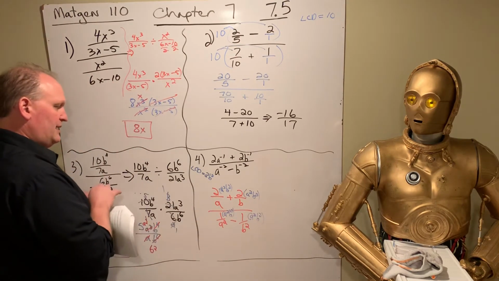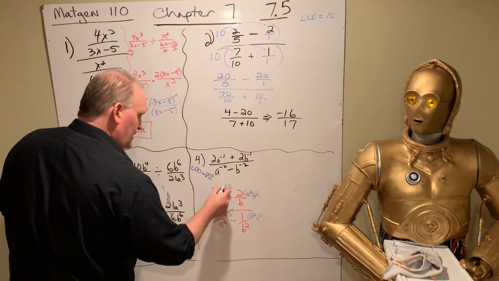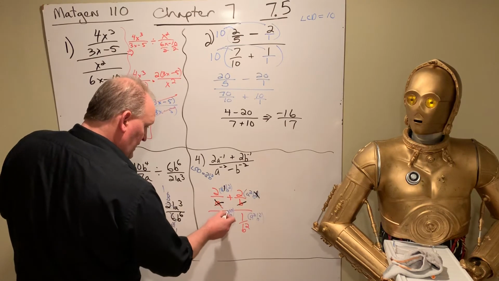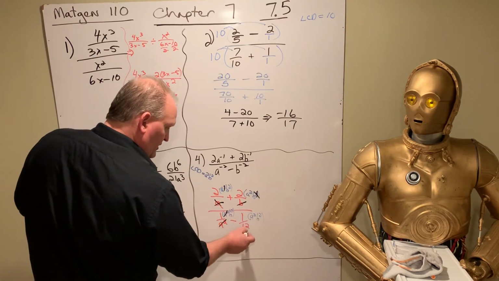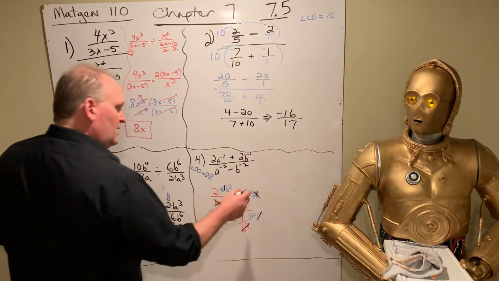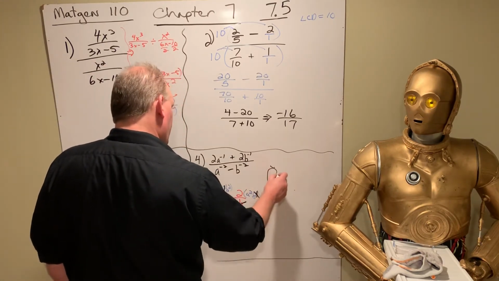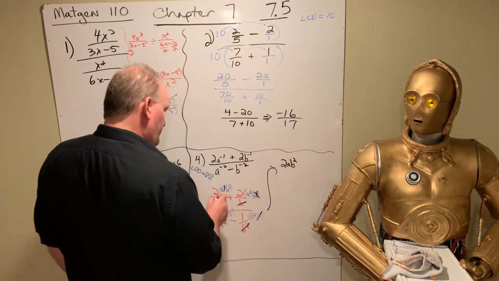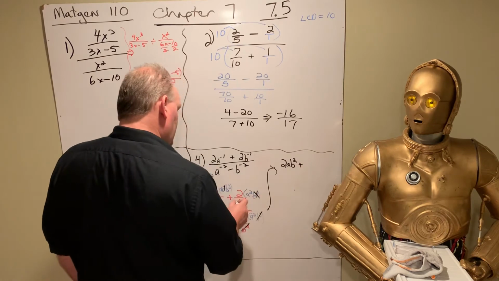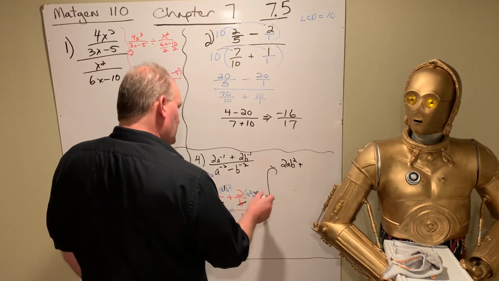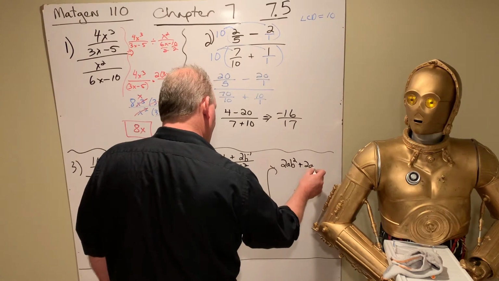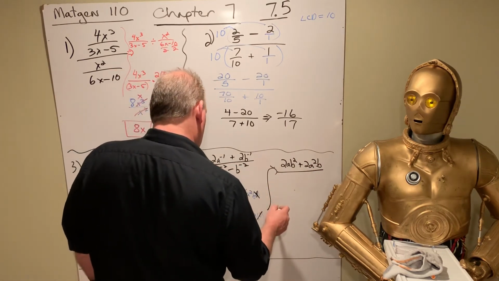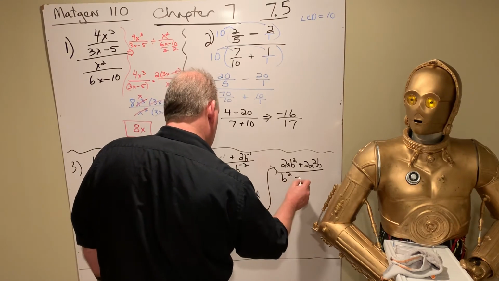And so what does that end up with then? The a's cancel there. One of the b's cancels there. The a squareds cancel there. The b squareds cancel there. So I'm left with, let's see, 2ab squared plus 2a squared b over b squared minus a squared.